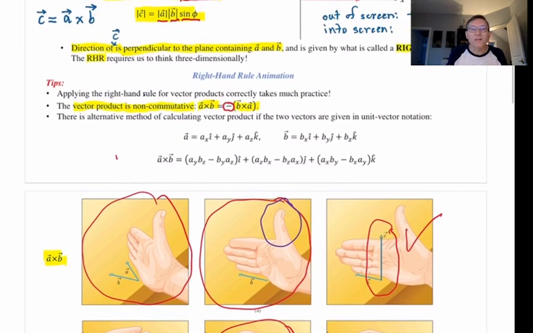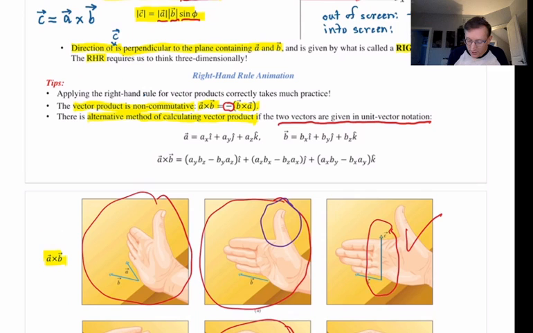All right, here's one more tip that's a very useful thing to know, but it kind of makes your eyes go a bit wonky because it's a weird looking formula, but it is very handy. It goes like this. There is an alternative method of calculating the vector product of two vectors, and you want to use it if the two vectors have been given to you in unit vector notation. The two vectors you want to cross, the A and the B.